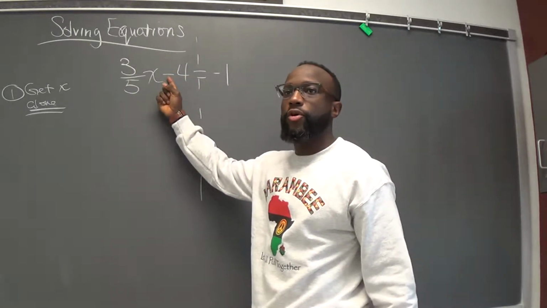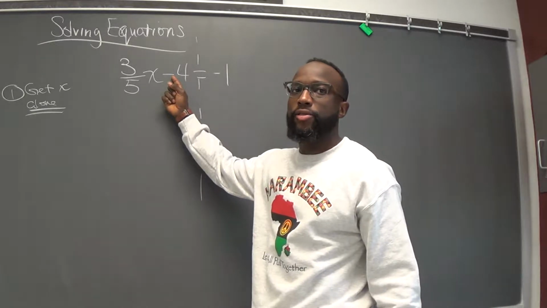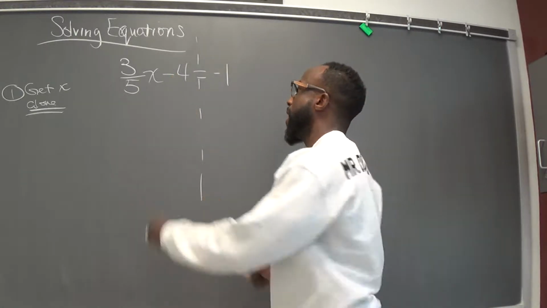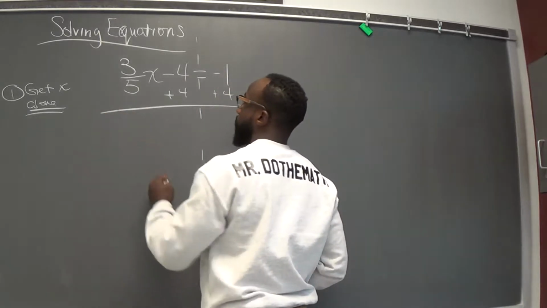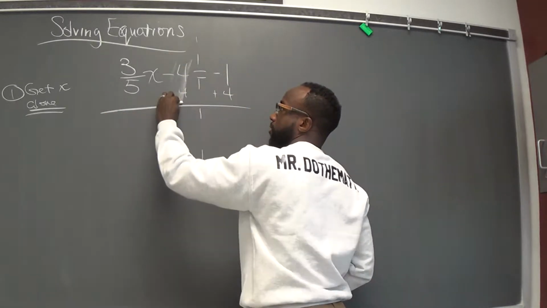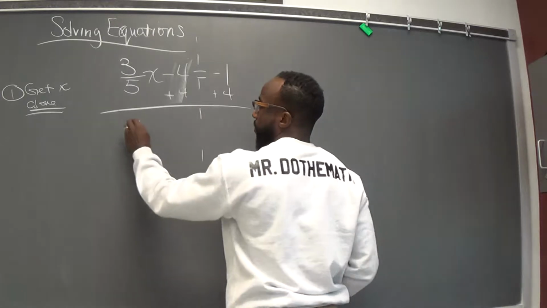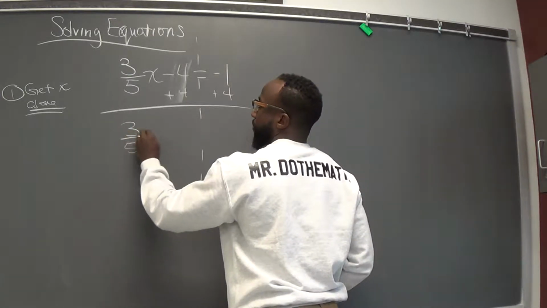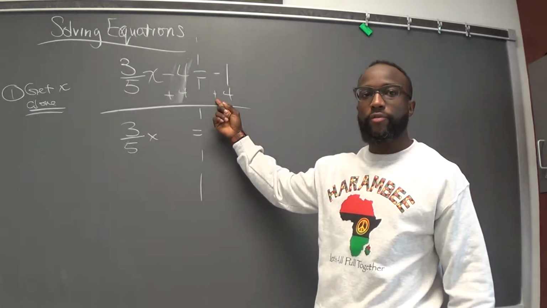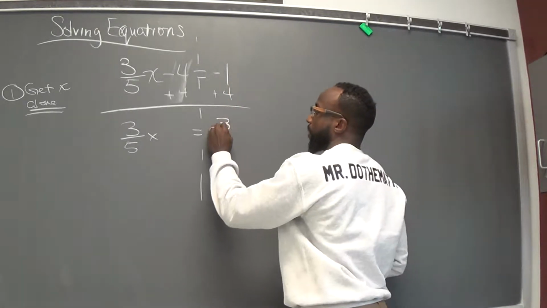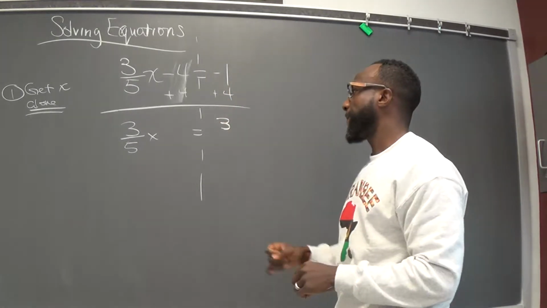When we move the -4, what do we do to it? We add it or subtract it? You add 4 to both sides. When you add 4 to both sides, this cancels out, so this is 0, and we bring the fraction down: 3/5 x equals -1 plus 4. -1 plus 4 is 3. Okay?